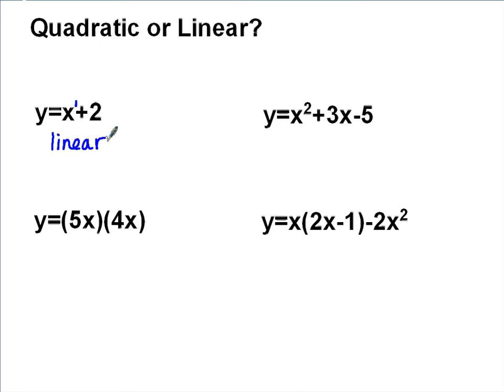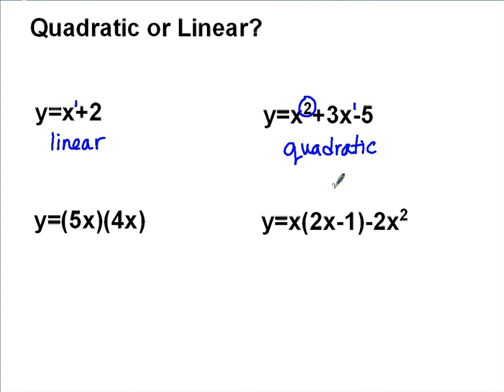And over here on the right, we've got y equals x squared plus 3x minus 5. This 3x, this x is to the first power, but there's also an x over here that is to the second power. So what you're looking for is the highest power, and the highest power x is ever raised to is 2. So this is a quadratic equation. It has a linear term, sure, but it is a quadratic equation because the highest power is 2. Okay, good, we got that clarified.